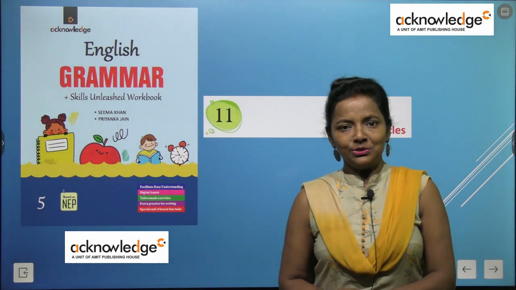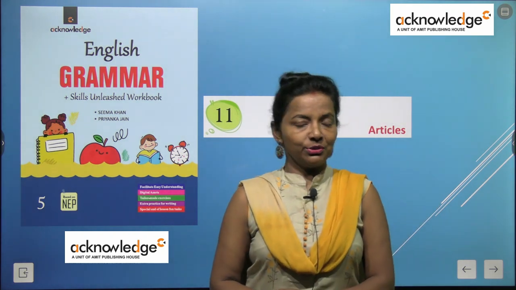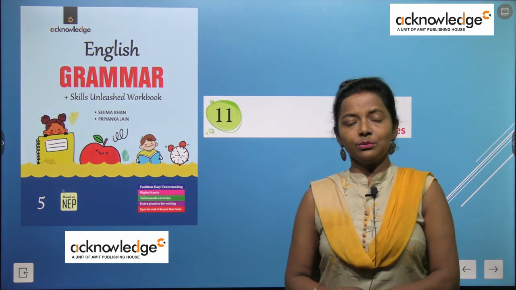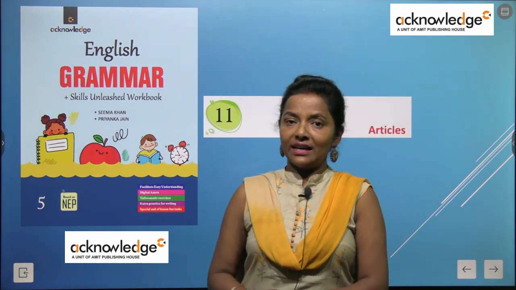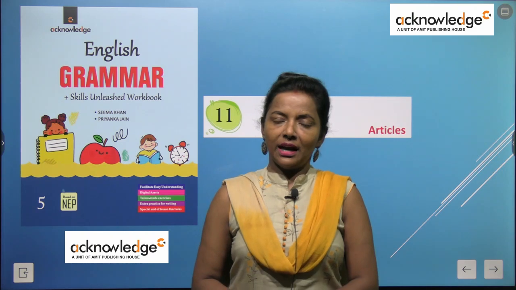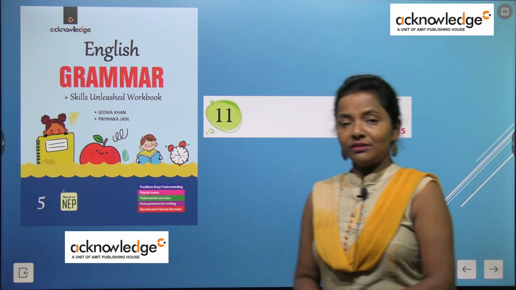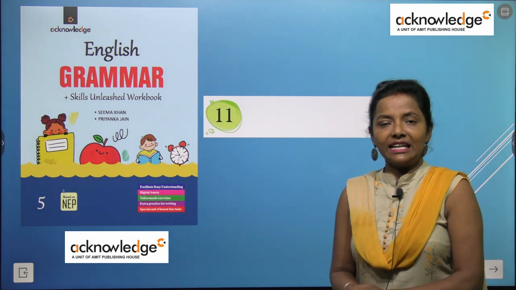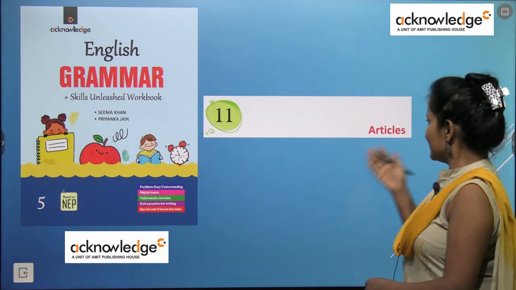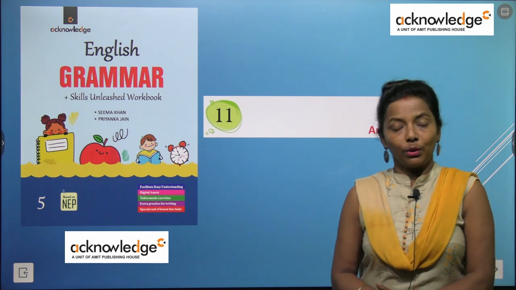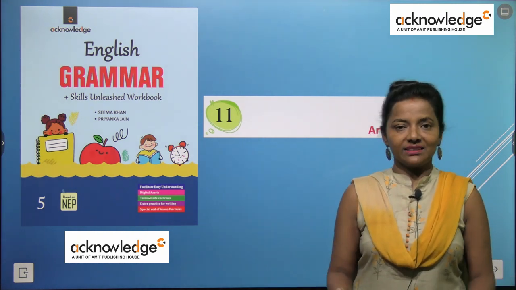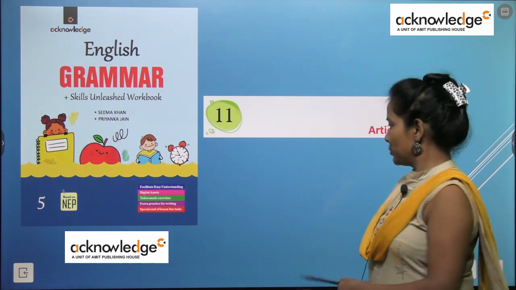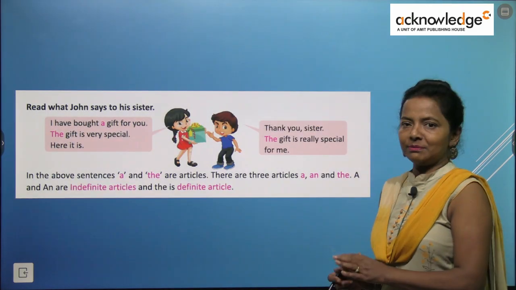So ready to explore something new, to read something new with your friend Aprajita? So here we start with our Acknowledge series of class 5 English Grammar by Amit Publications. So children, today we are going to learn to read chapter number 11 and the chapter is articles. What are articles? How to use articles? We all will learn this in this chapter. So here we start with our chapter.